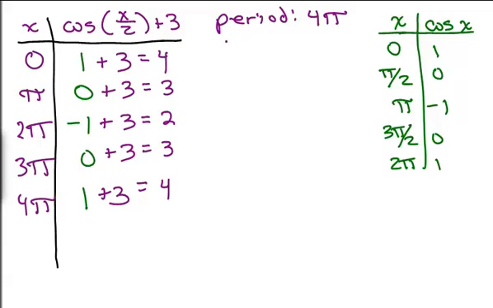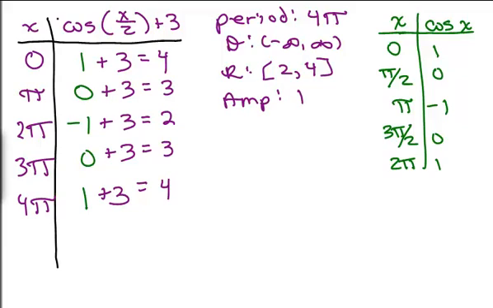Okay, so let's write this down again. We had the domain was negative infinity to infinity, and now hopefully you see the range is going to go between 2 and 4. The amplitude will be 1 because the coefficient of cosine is just 1. And I think that's it, right? Oh no, we have a vertical shift. The vertical shift is up 3 units. And there was no phase shift. So we're ready to graph.